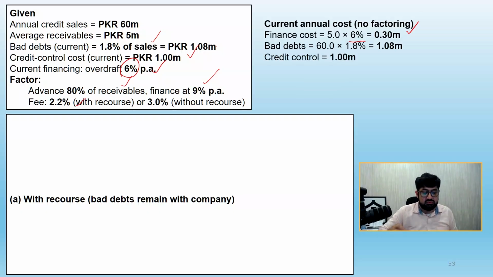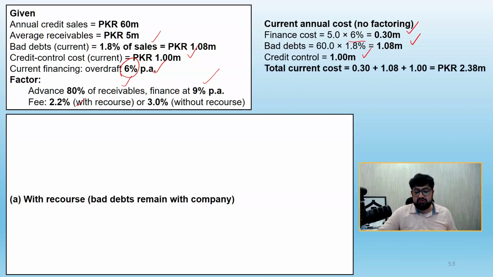1.8% of revenue, like this. This is the 1.08 million. Okay. Then there is credit control, 1 million. Then we proceed towards the total current cost, the sum of all. So this current cost calculation is very easy.